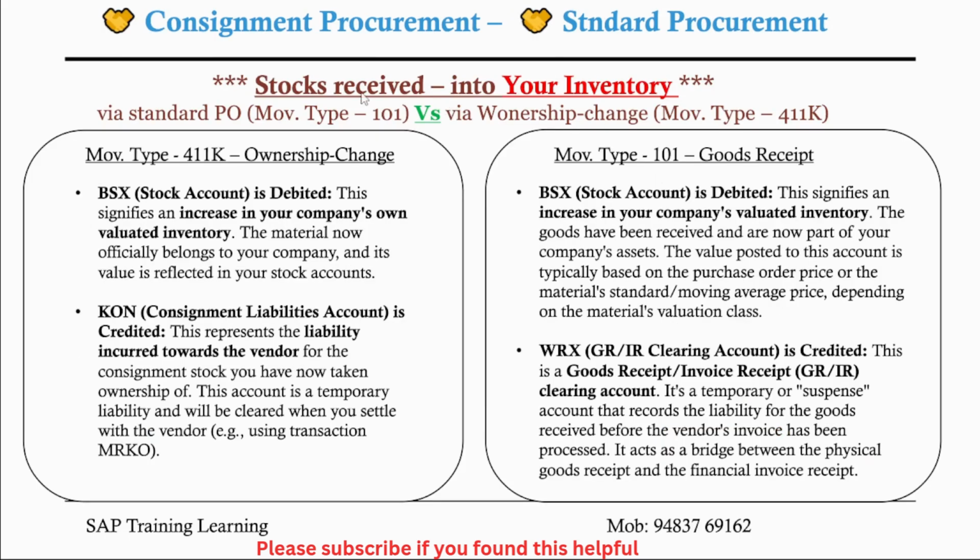So now the scenario is you received the stock, right? In the system, when you receive the stock in standard, you use movement type 101, goods received. Your BSX is increased, your WRX is credited. In consignment, you change the ownership of the consignment stock to your stock. Your BSX is increased, debited, your consignment liability account is credited, decreased. Let's go further.